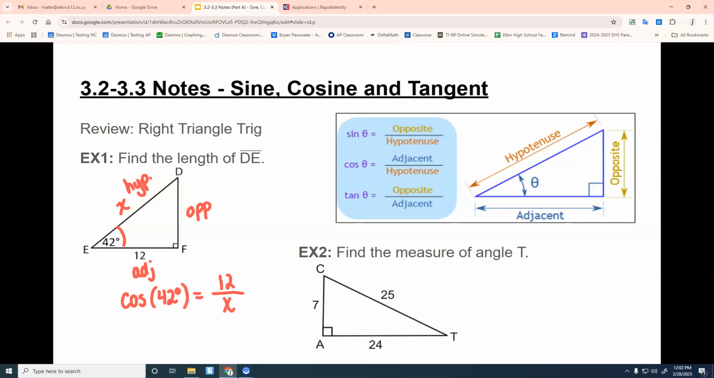When we're solving this, you cannot solve for something when it is in the denominator of a fraction. So that x right there is in the denominator. I'm going to multiply by x to cancel it out, and multiply by x over here. So I will get x cosine of 42 equals 12. And cosine 42 is a number.